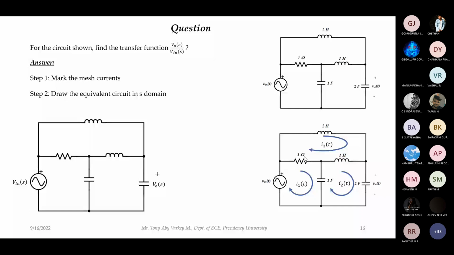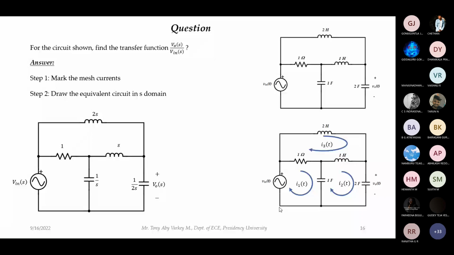Yes, sir. So 1 ohm. Now the 2 Henry inductor will become 2 into S, so 2s. The 1 Henry inductor will become S. Now the 1 farad capacitor will become 1 by S. The 2 farad capacitor will become 1 by 2s. Clear?